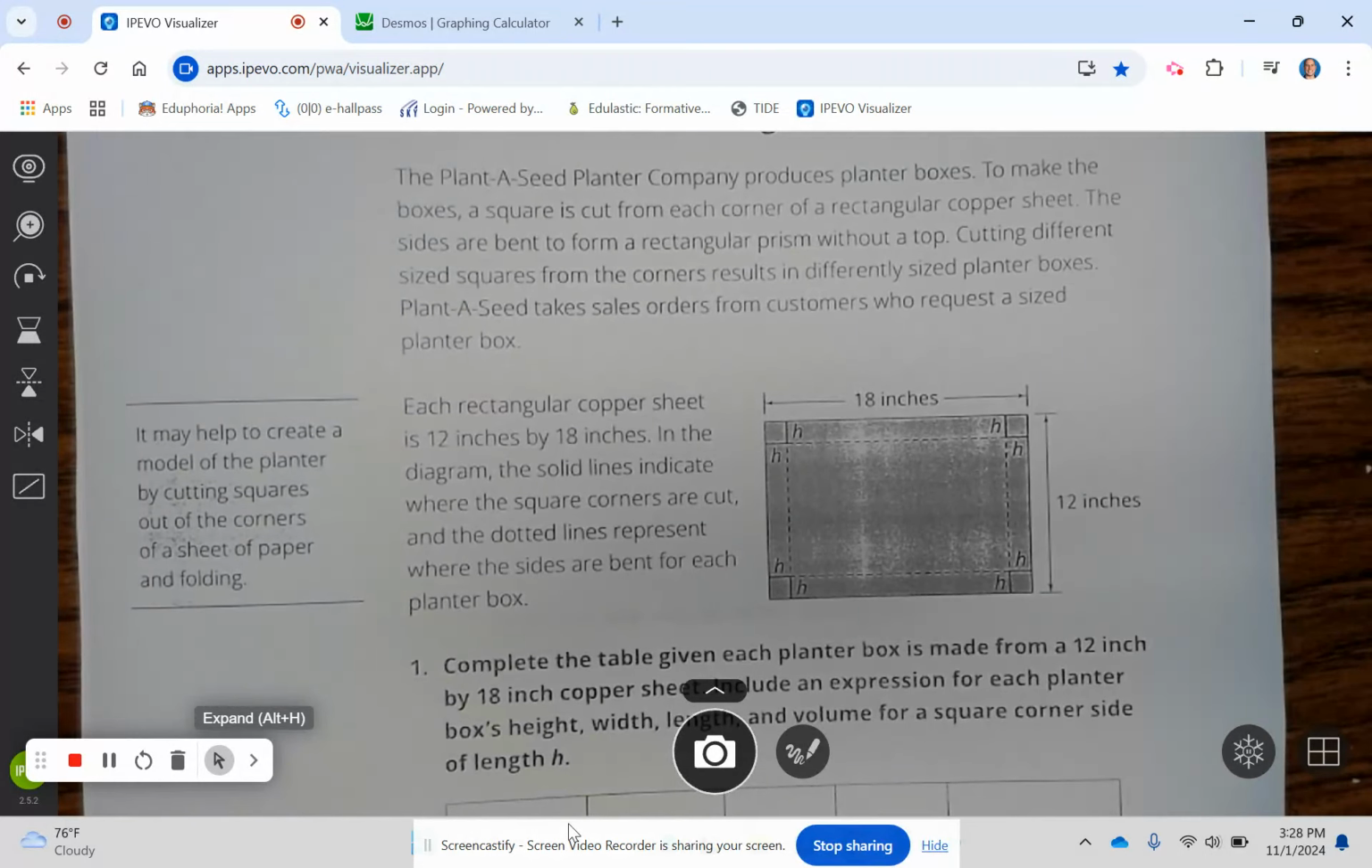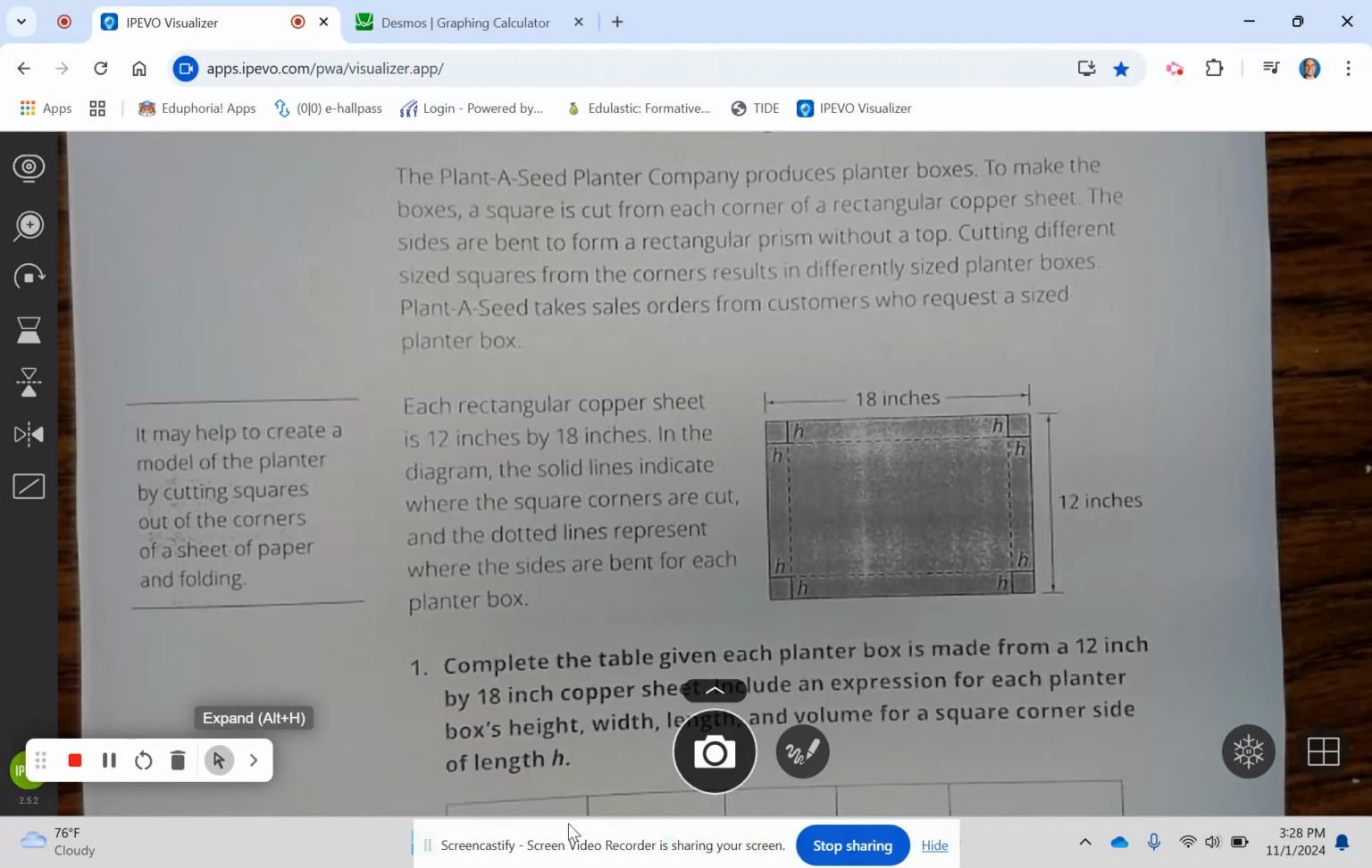Each rectangular copper sheet is 12 inches by 18 inches. In the diagram, the solid lines indicate where the square corners are cut, and the dotted lines represent where the sides are bent for each planter box.